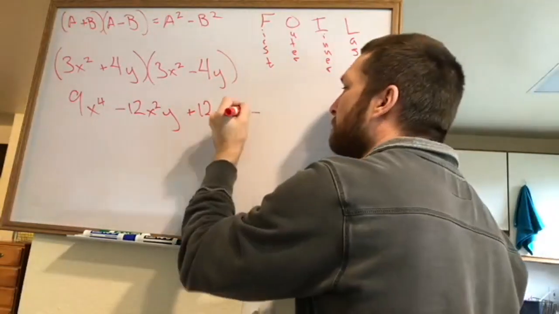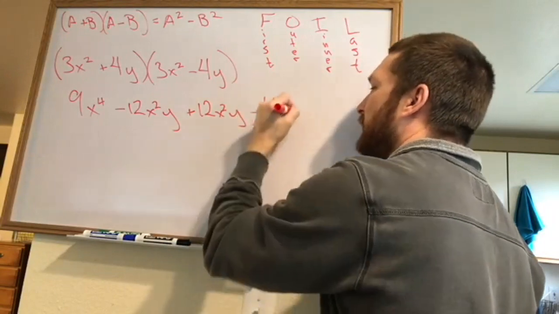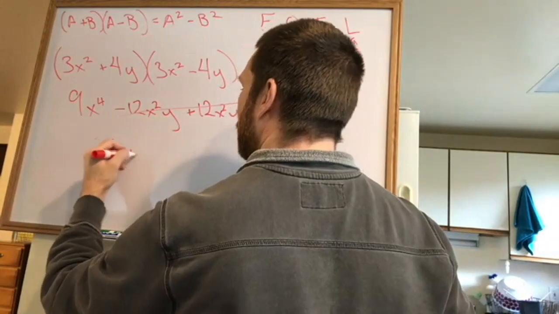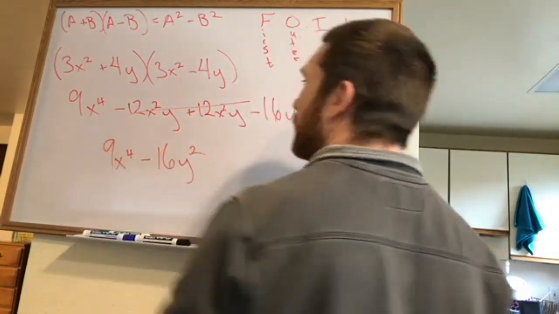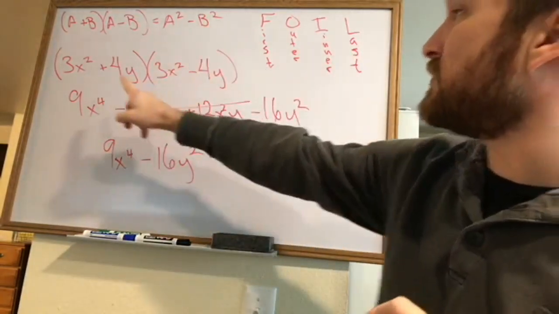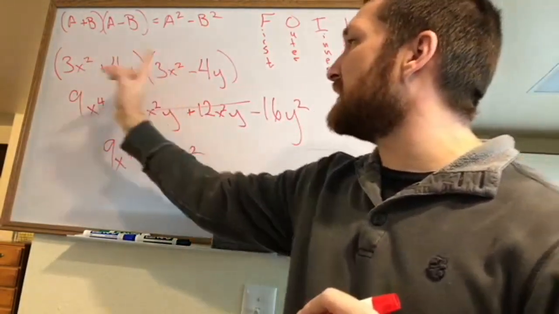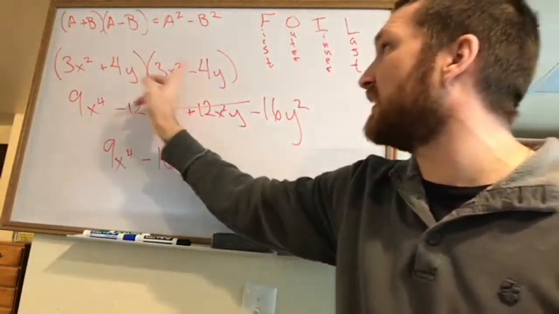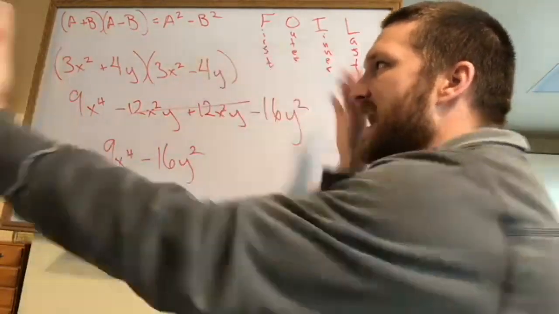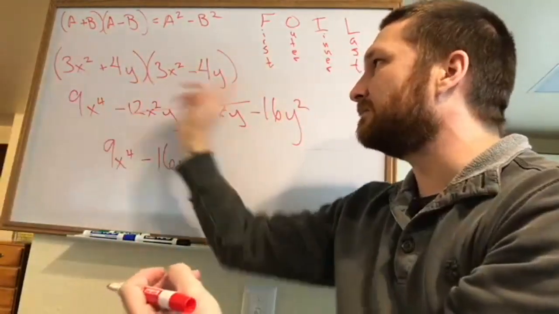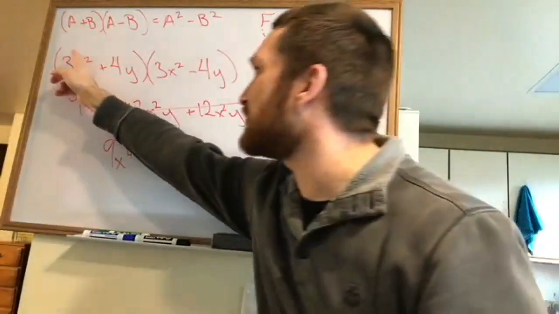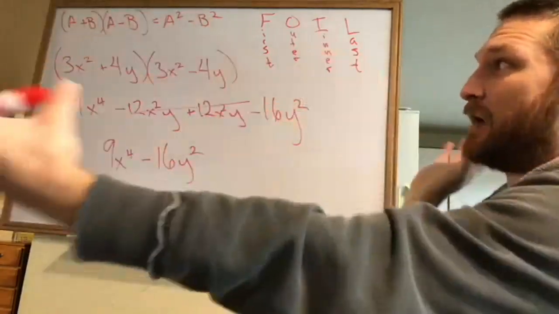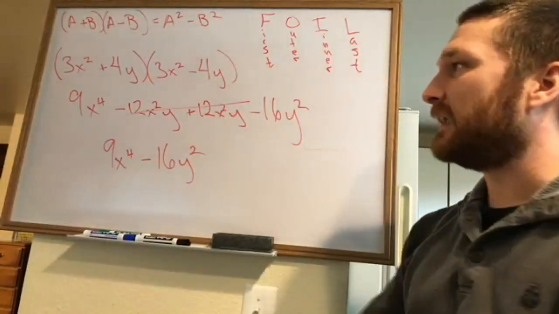Negative 16y squared. There you go. And we can see, yep, those cancel out. And so we have 9x to the 4th minus 16y squared, which matches with what we said. When they have opposite signs in them, it's exactly the same, except the signs are different. It's always going to work out that the outer and the inner are going to cancel each other out. It has to be that way. I don't care if I put a smiley face minus a frowny face, the outer and inner are going to cancel each other out, and you're going to be left with the rest.